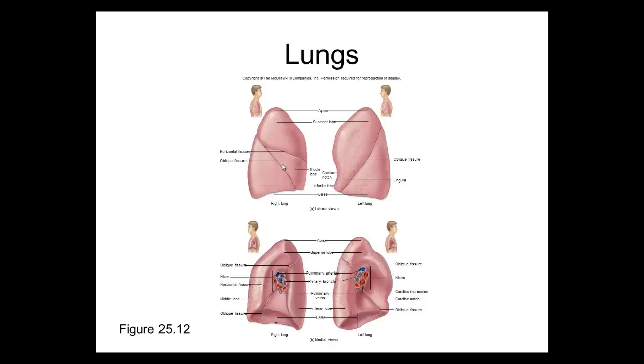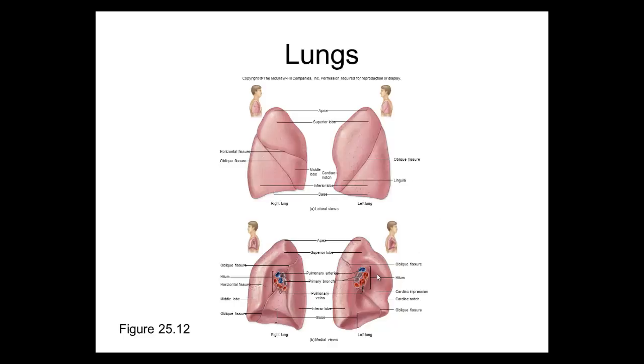The right lung will have the upper, middle, and inferior lobes, whereas the left will have only the upper and the lower. And the left will have a tiny little tongue here, which we refer to as the lingula. This indentation here is called the cardiac notch of the left lung.